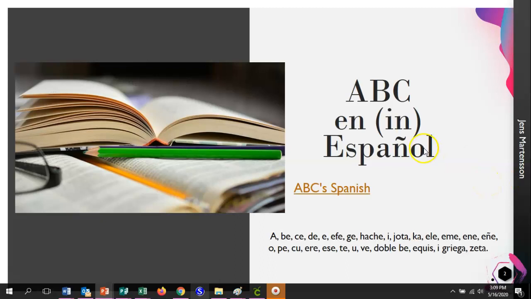ABCs in Español. En is translated into in. Okay, I want you to hear me say the ABCs in Spanish. I also have a video that you will have to review after you have gone through this presentation. The reason why I do that is because everybody has a different accent, and I want you to listen carefully to how everybody has a different accent when they speak in Spanish. Even though the language may be similar, the accent may be different because of the region everybody belongs to.